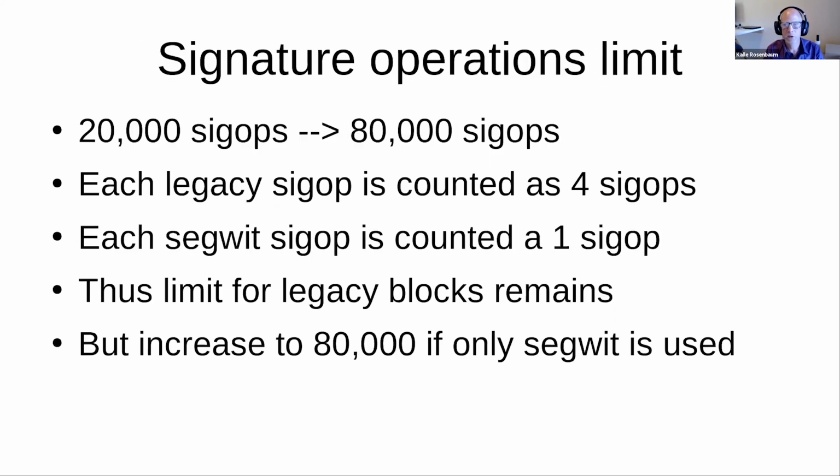And then we have the signature operations limit. I will not talk about that because I think we need to wrap up. It's the same way you count from now on, you count each signature operation as 4 signature operations, and you increase the limit from 20,000 to 80,000 SIGOPs. But you count SIGOPs in the base block as 4, and you count SIGOPs in witness data as 1 SIGOP.